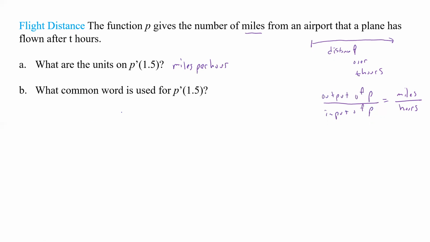Now, what common word is used for the p prime at 1.5? Well, that's going to be speed, miles per hour. That's how fast you're going. So we can think of that as speed. Okay.